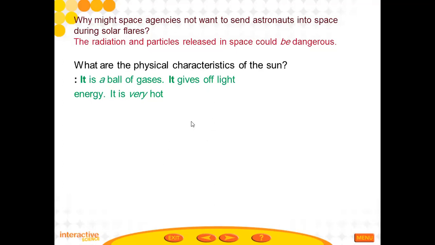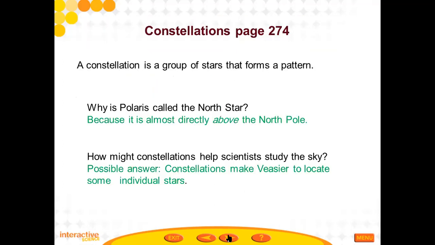What are the physical characteristics of the sun? Yesterday we said the physical characteristics: maybe it is a ball of gas, it gives off light and energy, and it's very hot, of course. Someone can add it does not have a hard surface. This is a possible answer.